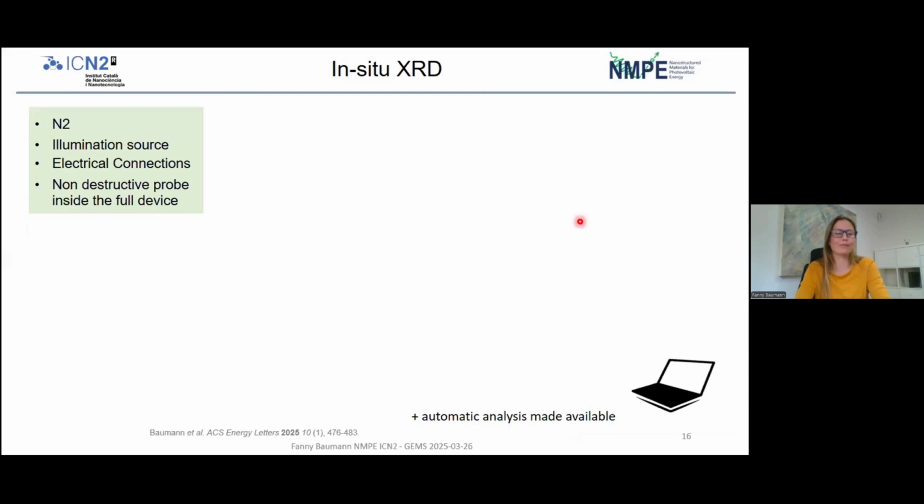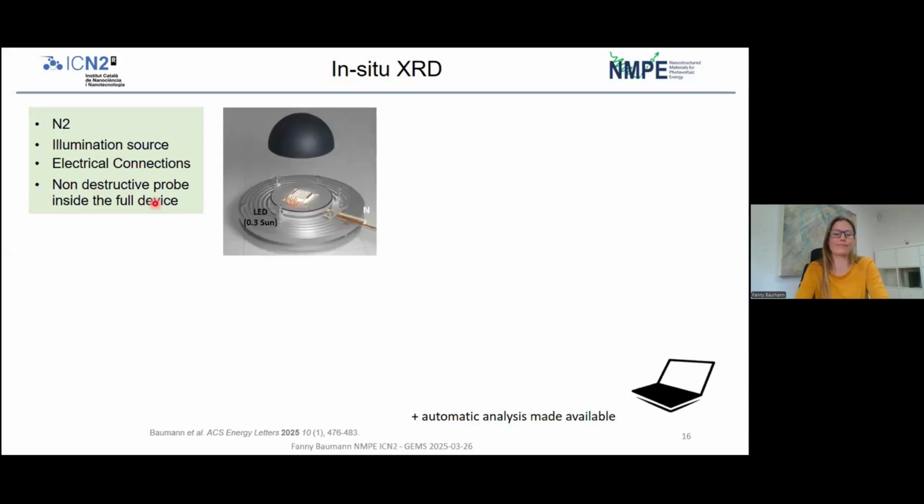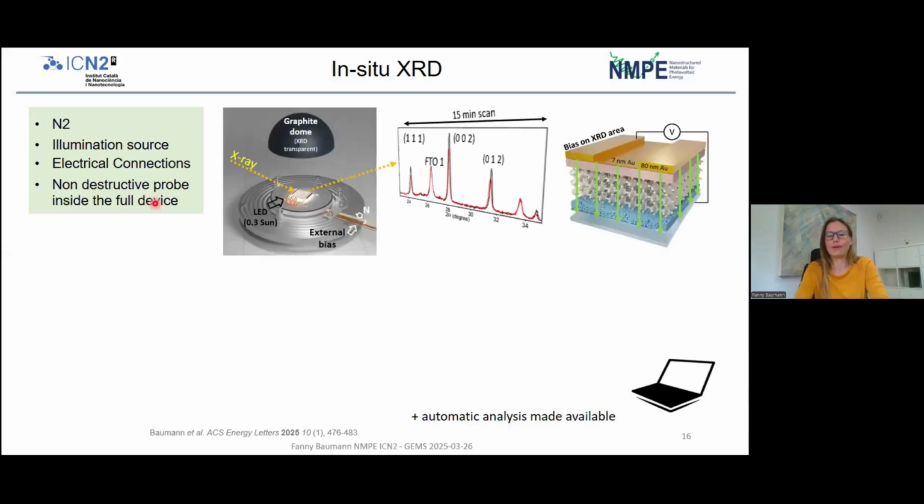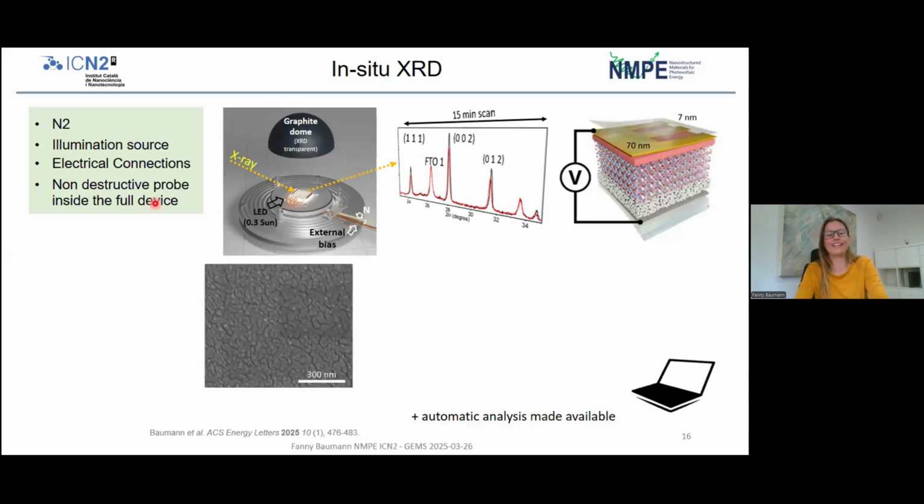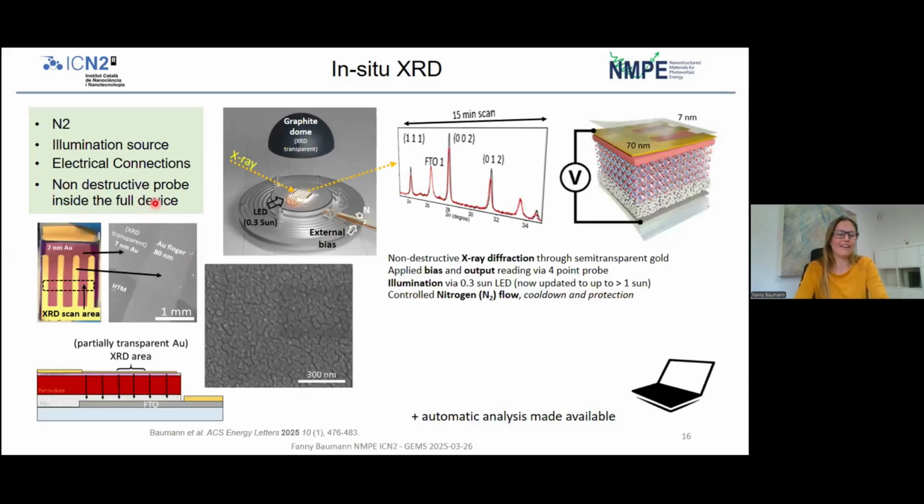Okay, so to summarize this, we now have a nitrogen flow, we have an illumination source, we have electrical connections, and we have our non-destructive probe to see inside the full device. We have also adapted the electrode, and we can now bias an area and illuminate an area while we do X-ray diffraction on that volume.